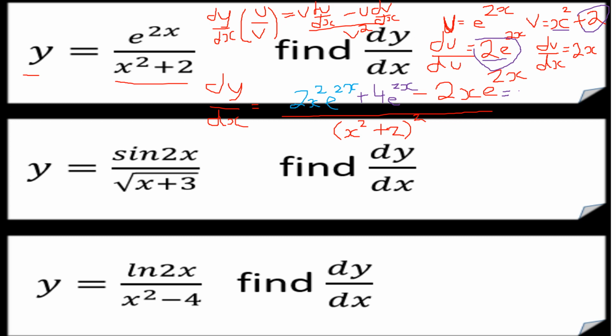Now I can factorize the top. I can take out 2e to the 2x as a common factor, and in this other bracket I'm going to have x squared plus 2 subtract x, all over x squared plus 2 all squared.